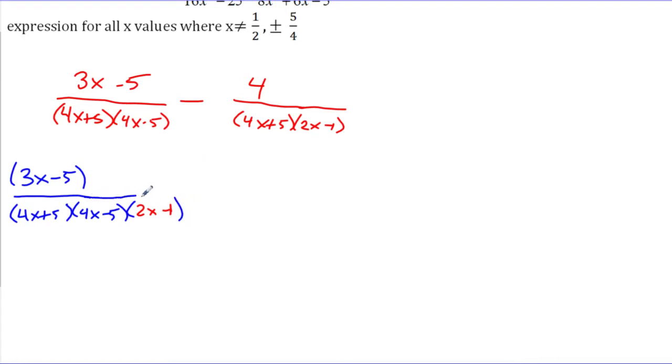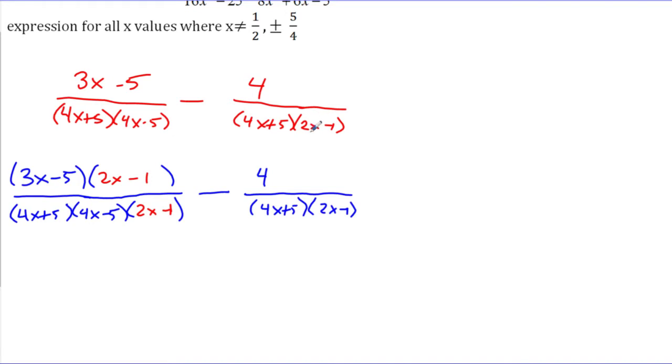And I need to do that in the numerator as well. It also needs the 2x minus 1. I can't change the denominator without also changing the numerator. And now I'm going to subtract. Again, the 4 was here. I had a 4x plus 5 here and a 2x minus 1 already. This was just the same problem, I just rewrote it.